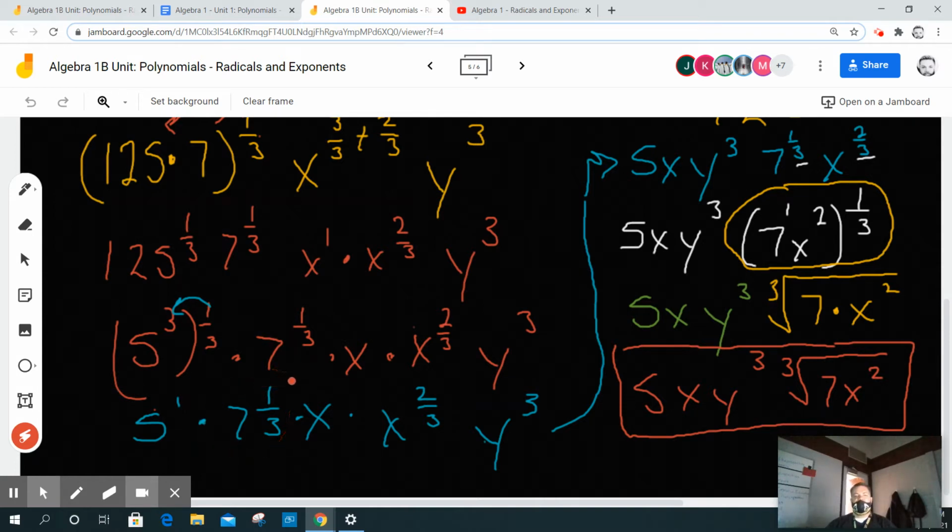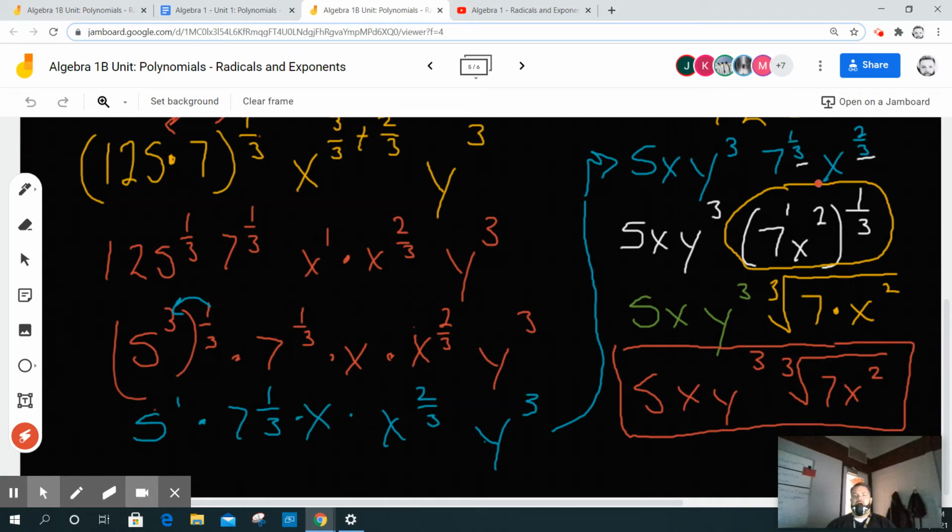It looks like 7 and 1/3, but it's 7 to the 1/3 times x to the 2/3 times y to the third. Now, if I follow this up here, because I'm starting to run out of room, if I take all the bases that have an integer, a positive integer, or a whole number for its power, in other words, I have 5 to the first power, x to the first power, and y to the third power, I'm going to toss those to the front, and that leaves me with 7 to the 1/3 times x to the 2/3.